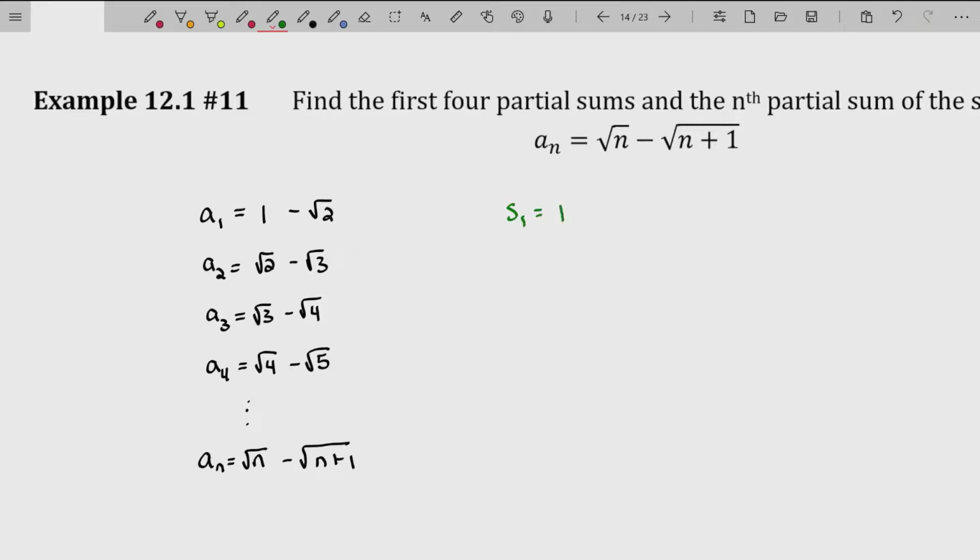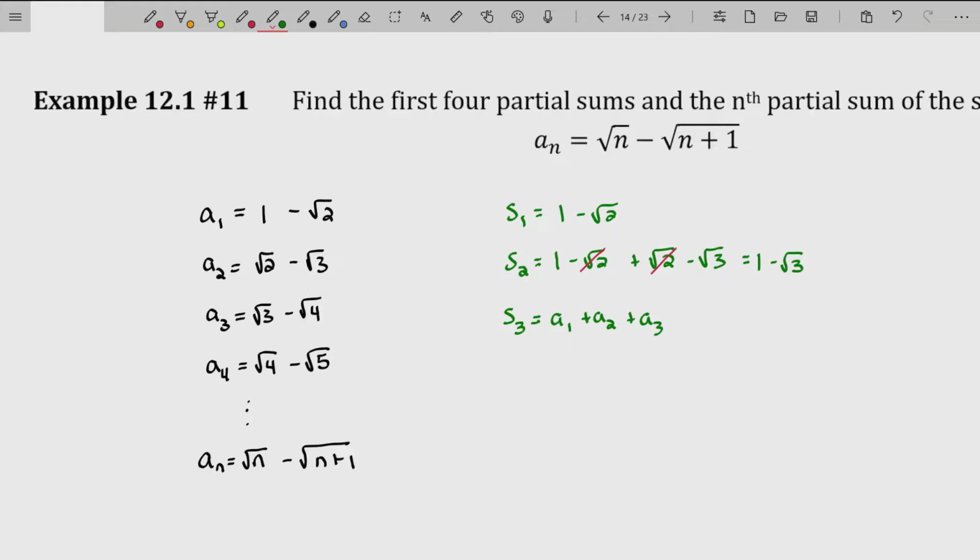Now let's use green for the nth partial sums. The first sum is 1 minus root 2. The second is going to take that 1 minus root 2, which is a sub 1, and add to it a sub 2, which is the square root of 2 minus the square root of 3. And you could see something magical happen. The square roots of 2 cancel, and you get that this is just 1 minus root 3. Interesting.